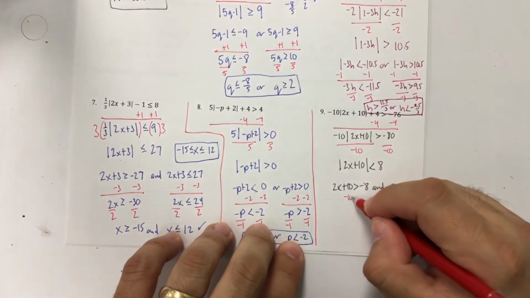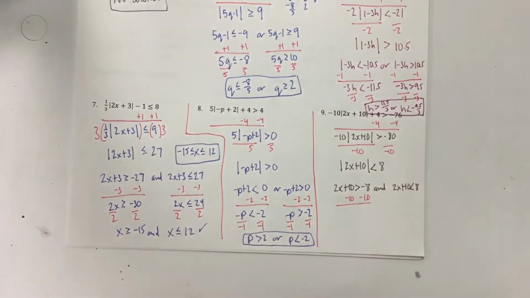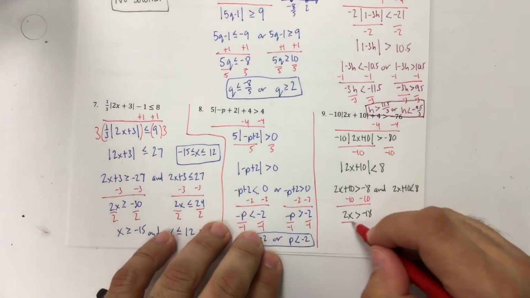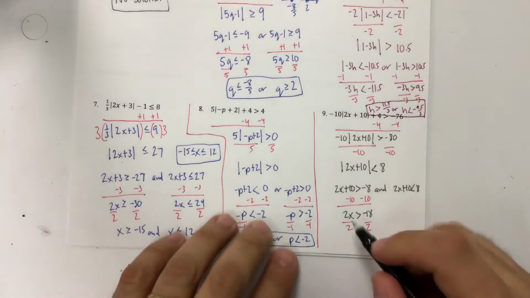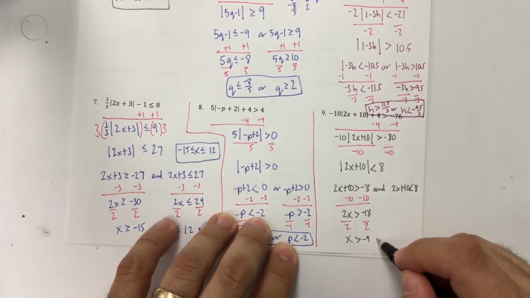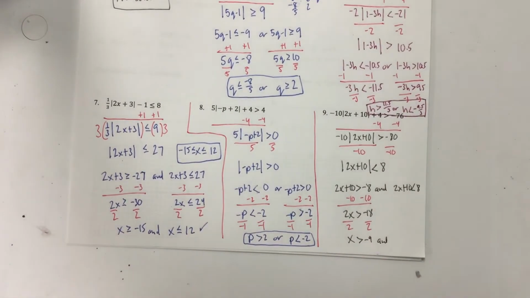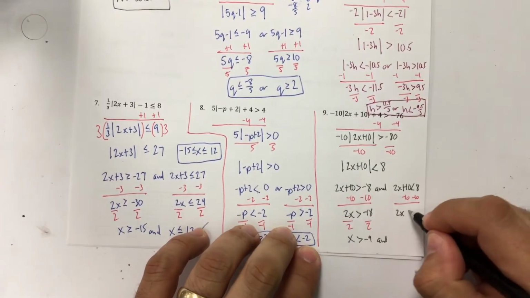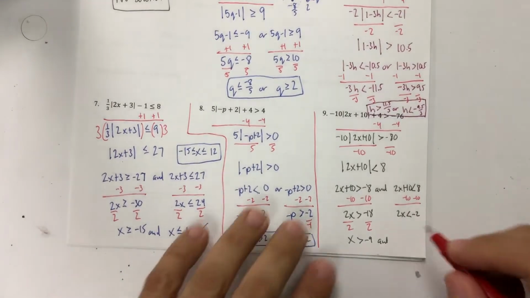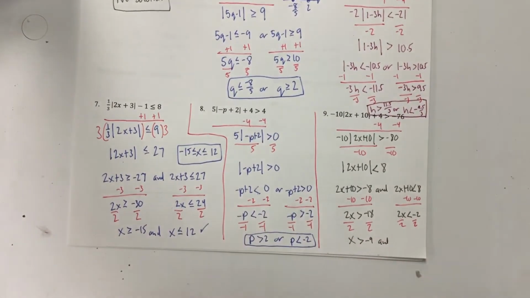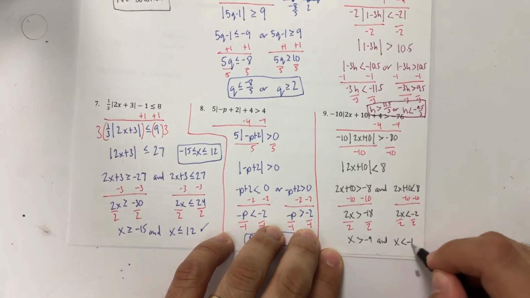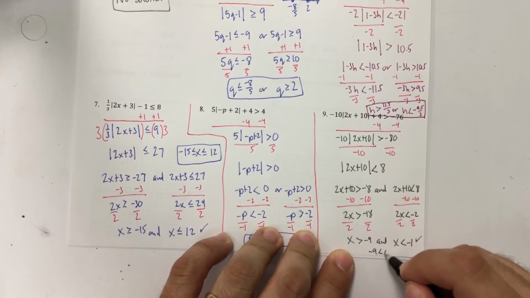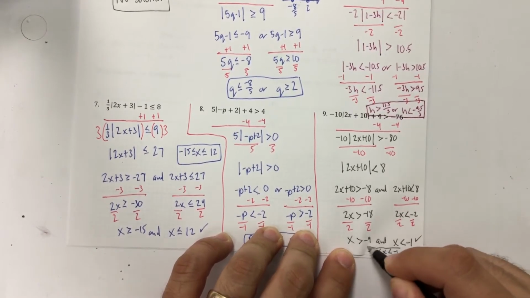So then we go about subtracting and solving this. So 2x, we're going to take away 10. 2x is greater than negative 18. Divide by positive 2. X is greater than negative 9. And subtract 10 from both sides. 2x is less than negative 2. Divide by 2. X is less than negative 1. So the between statement, I could leave it like this, but I'm going to write it as negative 9 is less than x, which is less than negative 1.